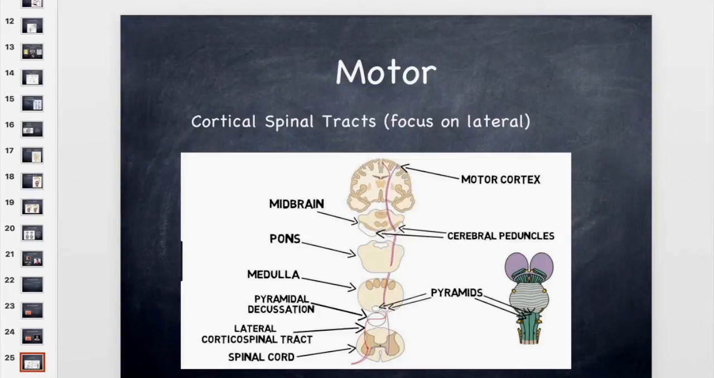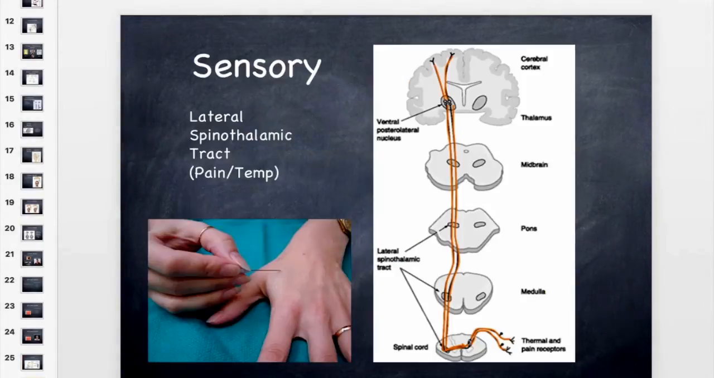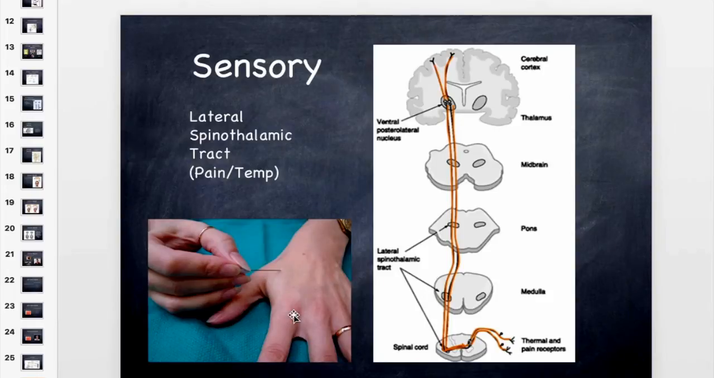Next, sensory. As we talked about before, you want to test pain because it's easy to test, and you want to test vibration because it's easy to test. Not that temperature isn't important.